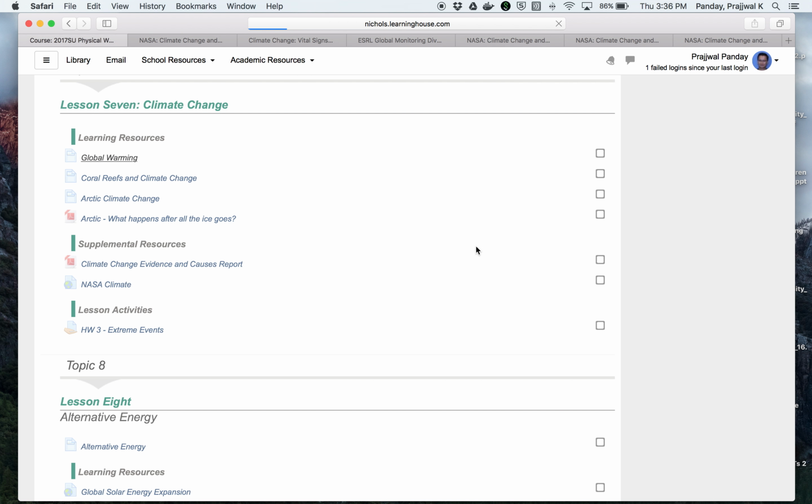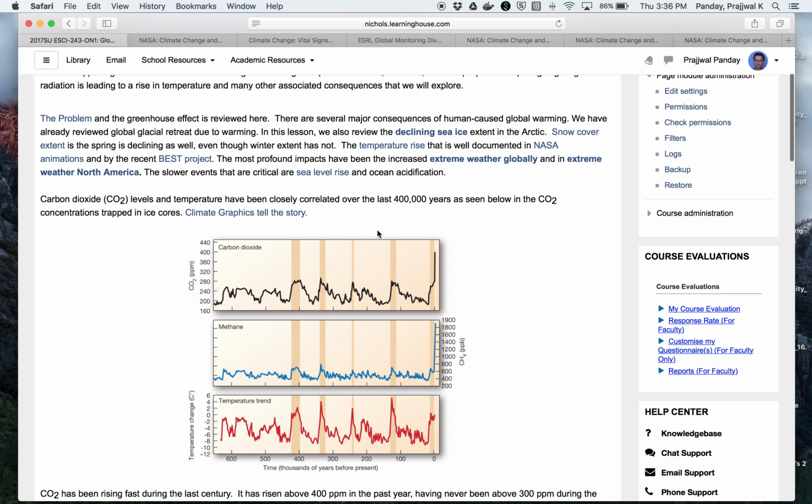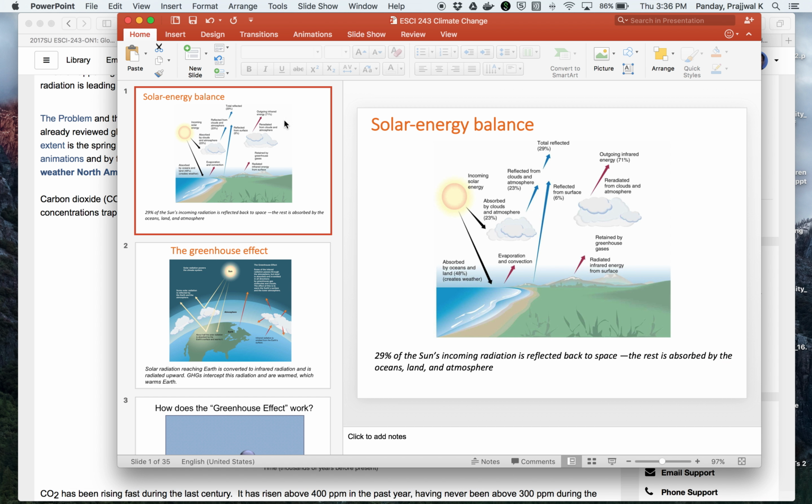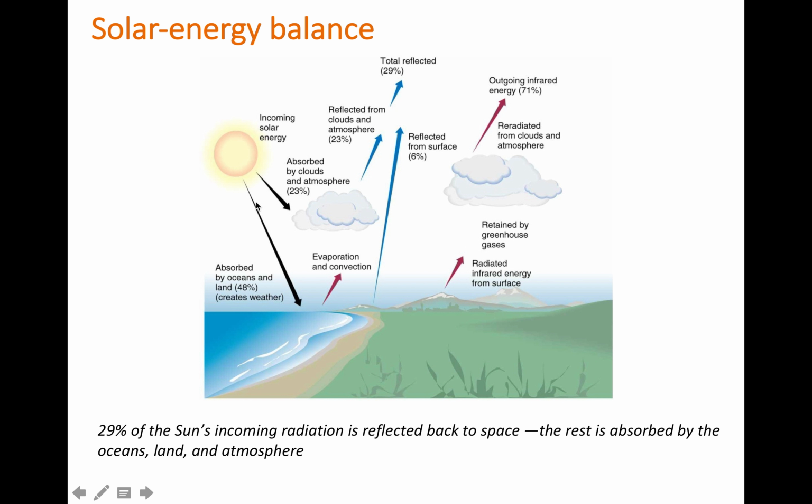So what's the main reason? The main reason is something called the greenhouse effect. So here is our solar energy balance. The sun is the primary thing that drives everything here on Earth. Most of the incoming energy, some of it is intercepted by clouds and atmosphere and reflected back to space. About 48% is absorbed by land and oceans.